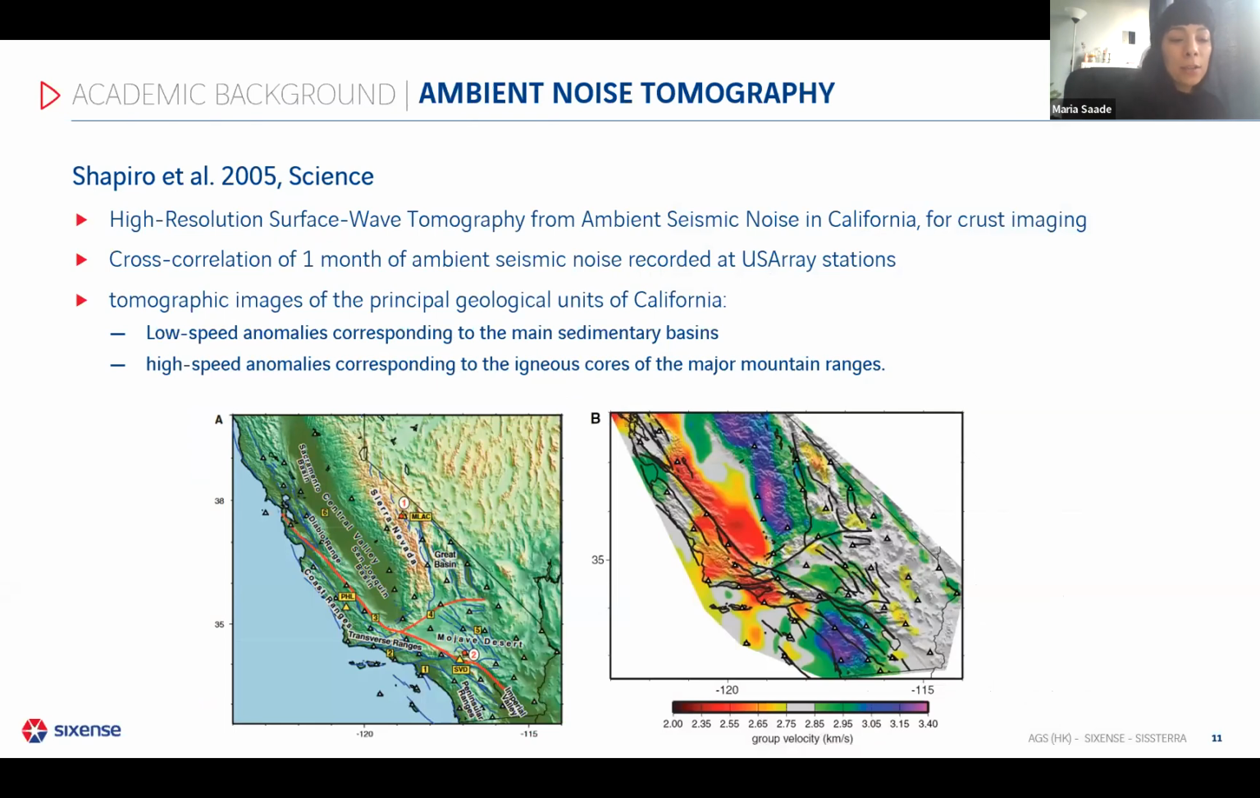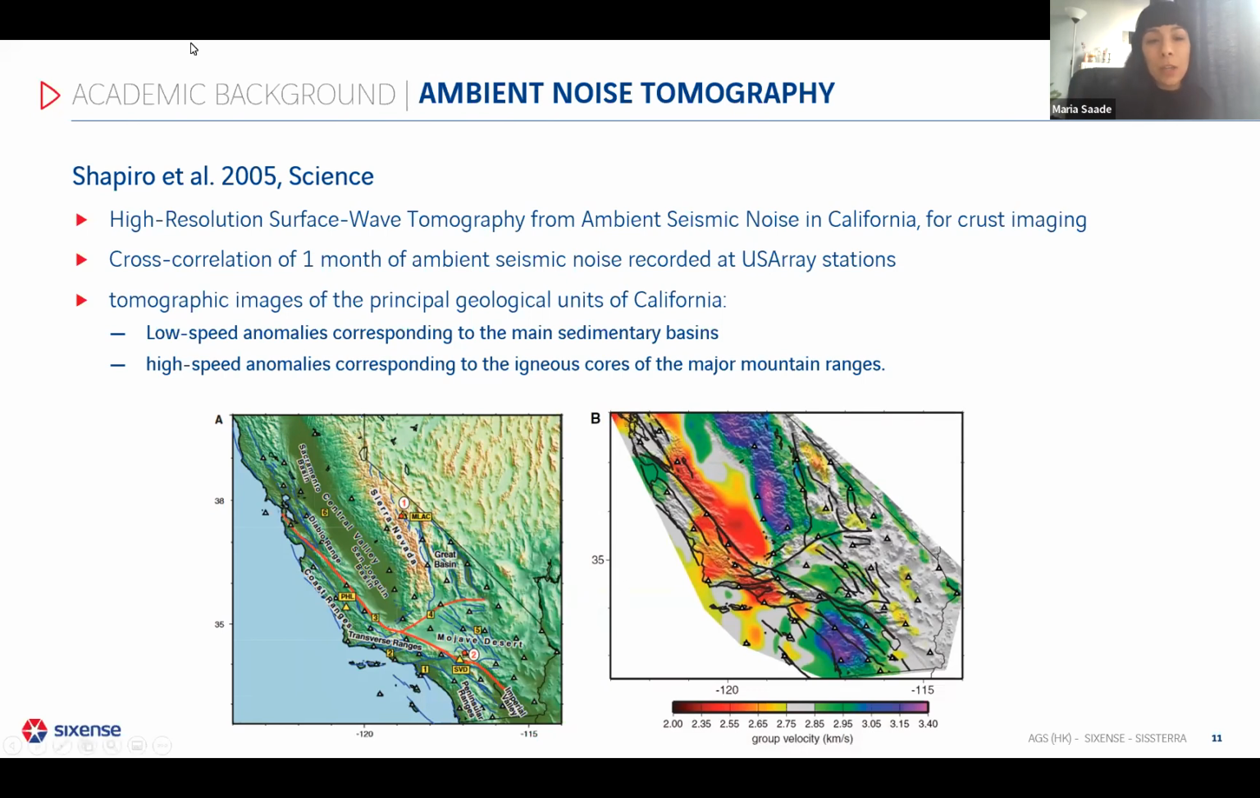Just before I start explaining more about this technique, this theory exists from the 70s. The seismic interferometry, or the cross correlation, was developed in the 70s, but the first applications started in the early 2000s because the technique needed a lot of computing resources that did not exist before.